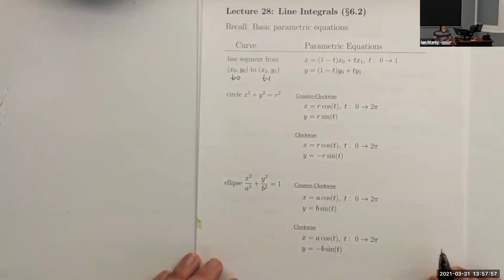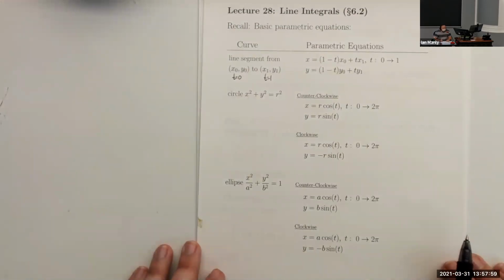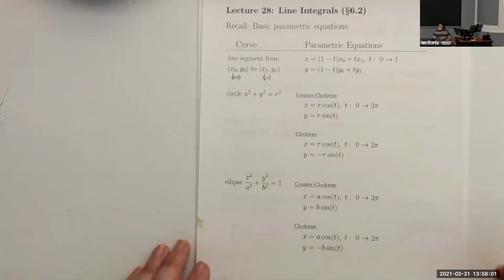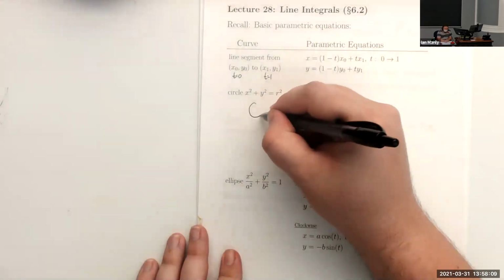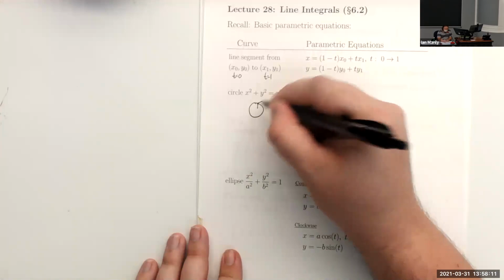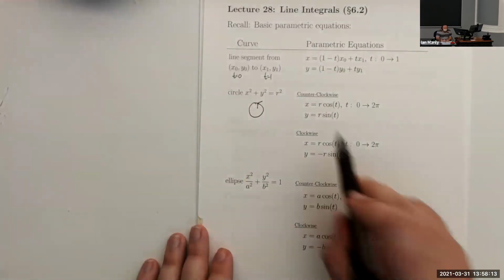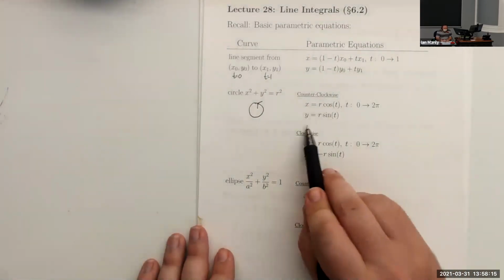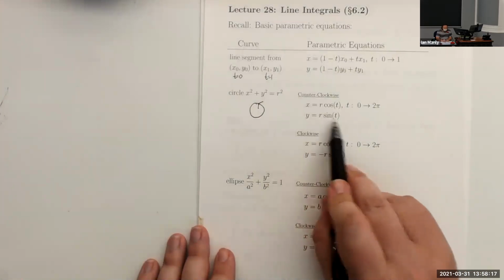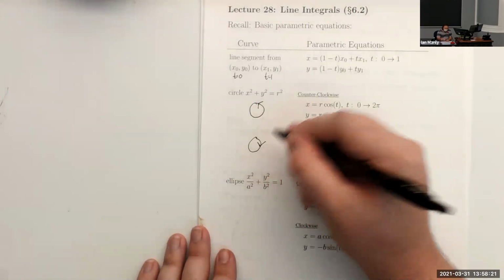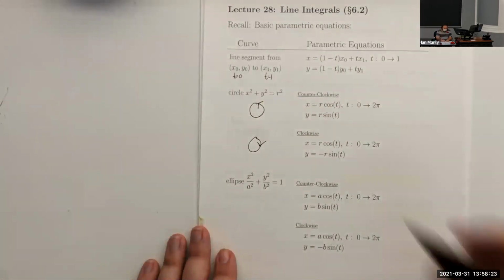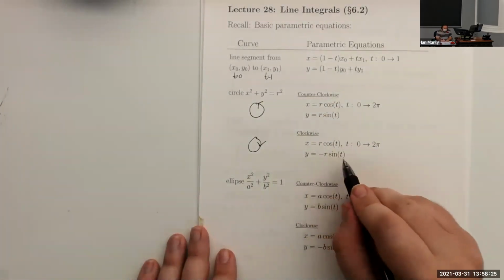All right, next we have the circle of radius r centered at the origin, although it's not too hard to generalize this to being centered elsewhere. If we have a counterclockwise circle, meaning we traverse the circle in this direction, we have x is r cosine of t and y is r sine of t. That will do the trick there. But if you want to go around a circle in the clockwise direction, we have x is r cosine of t and y is negative r sine of t.